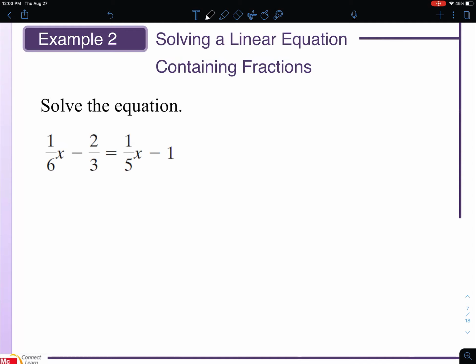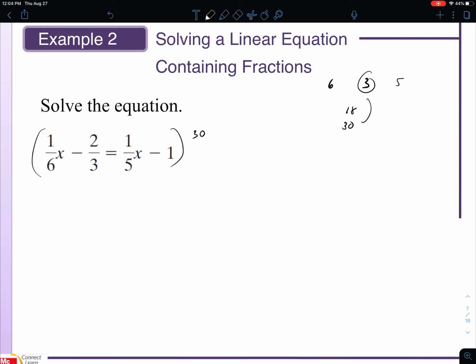Looking at this one again, I have 6, 3, and 5. So I'm looking for a multiple or value that's divisible by all three, right? So 6 times 3 is 18. 6 times 5 is 30. And then I know that 3 divides 30 evenly, right? So 30 is a multiple of 3. So I'm going to multiply everything by 30.